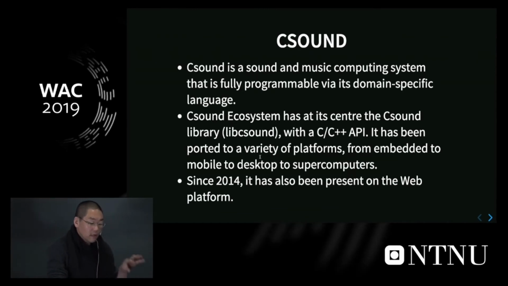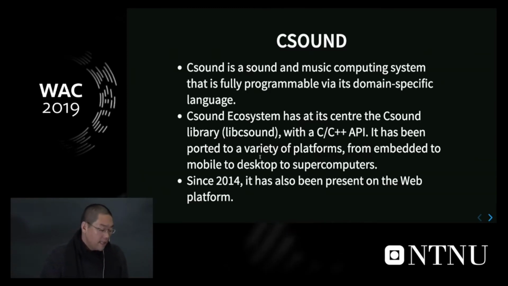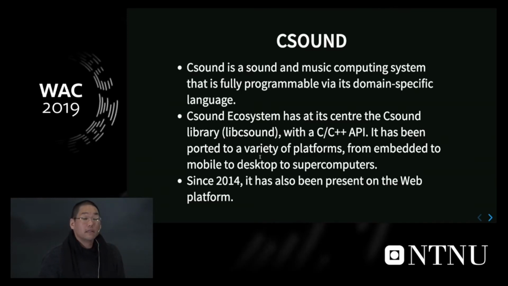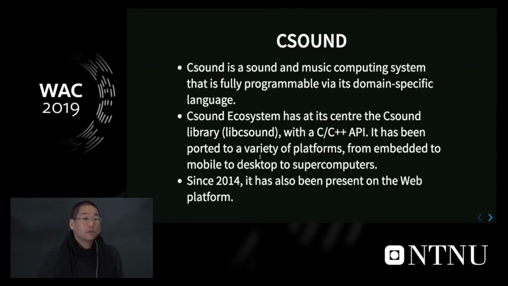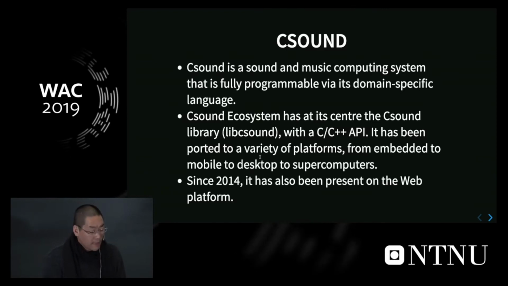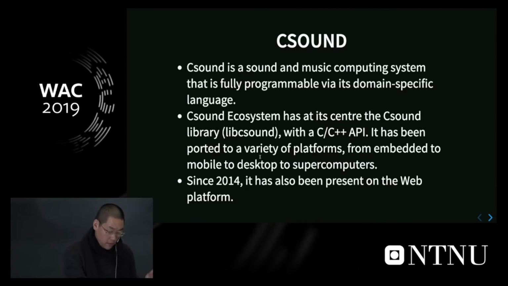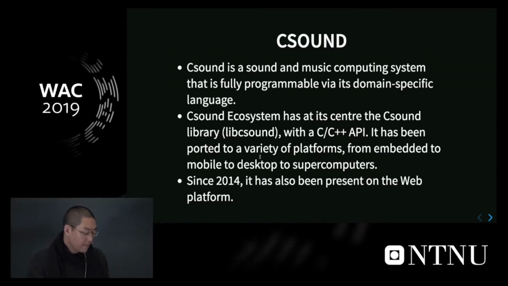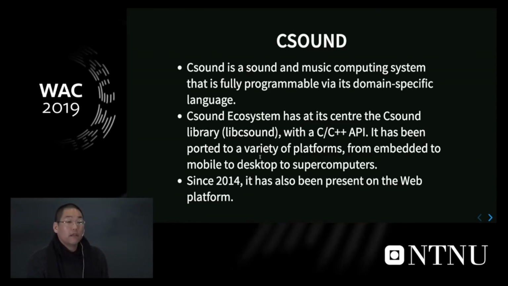The current center of the Csound ecosystem is libcsound, and it has a C and C++ API. It has a number of language bindings in Java, Go, Rust. People have used it from Lisp and JavaScript via Node. It has been ported to a variety of platforms, running on embedded systems, mobile, desktop, and supercomputer. And since 2014, it has been present on the web platform.